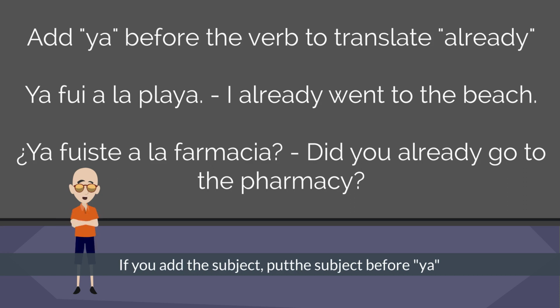In English, we often use the word already, like, did you already go to the bank? Or, yeah, I already did that. That's easy to do in Spanish. Just use the word ya and put it before the verb. Ya fui a la playa. I already went to the beach. ¿Ya fuiste a la farmacia? Did you already go to the pharmacy?